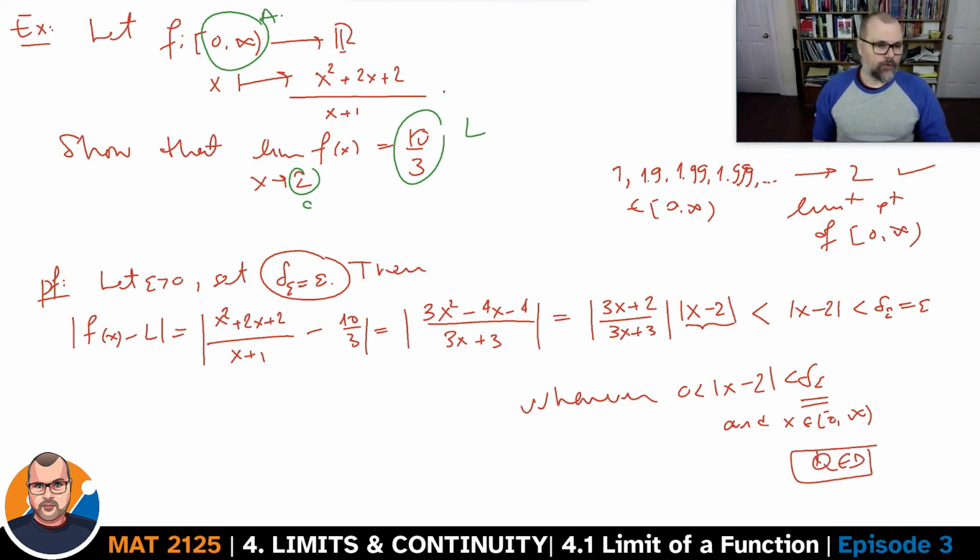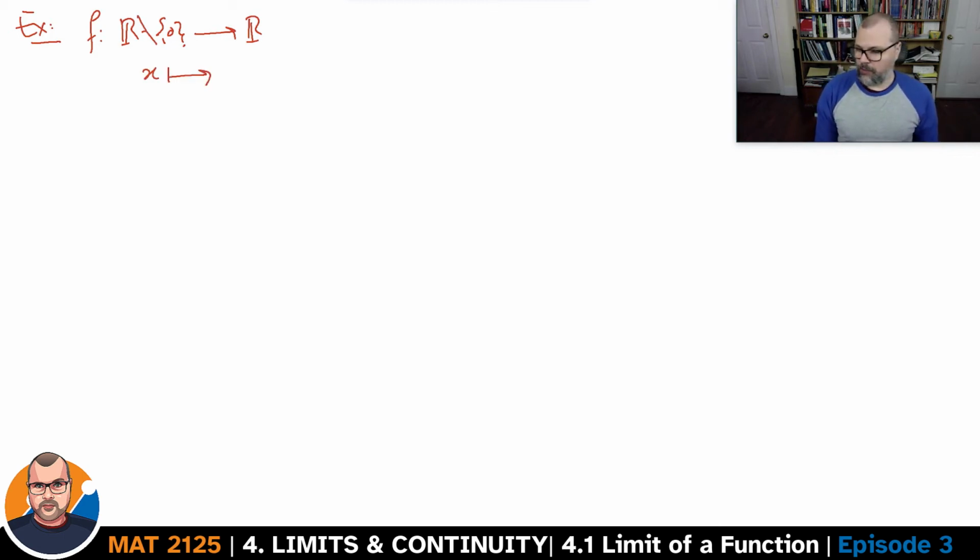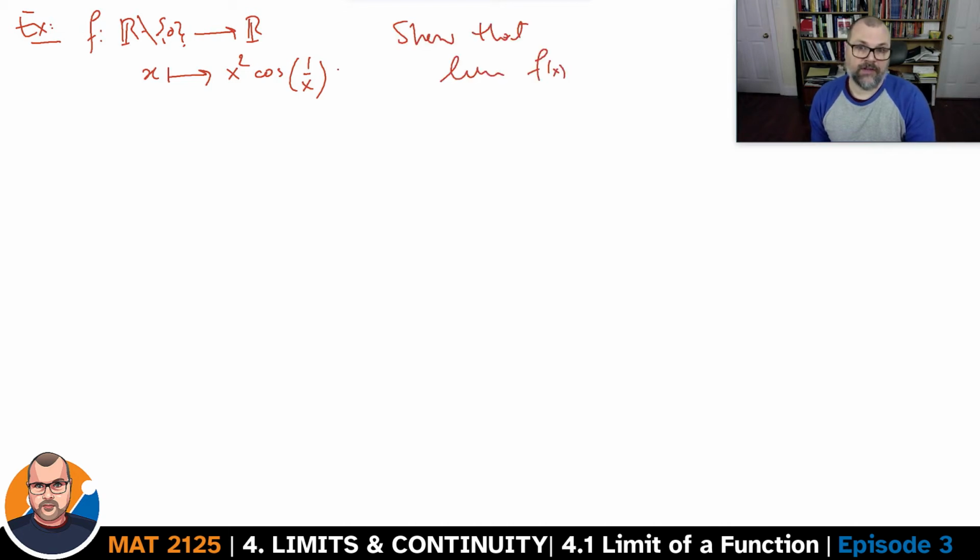Okay, let's do one more example. f is going to be defined on the reals except for 0. Every value in the domain of the function will go to x squared cosine of 1 over x. Good luck trying to draw this. Show that the limit of f(x) when x goes to 0 is 0.